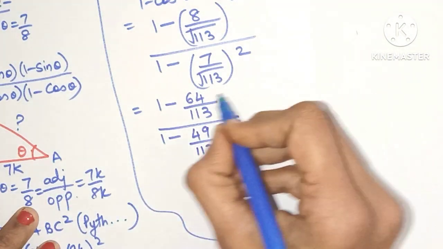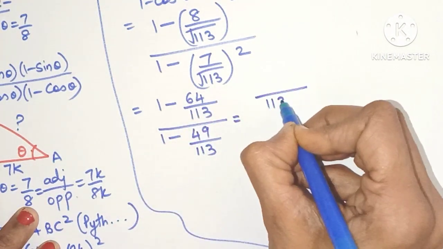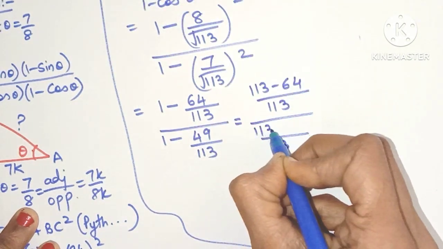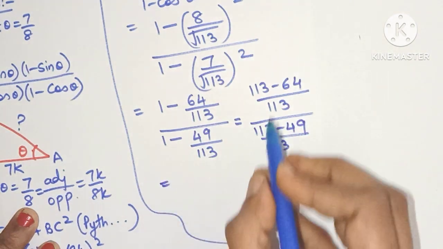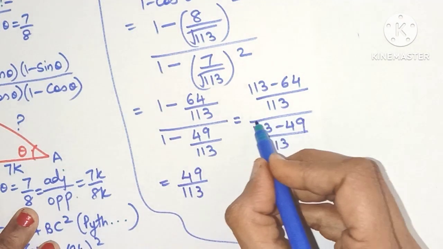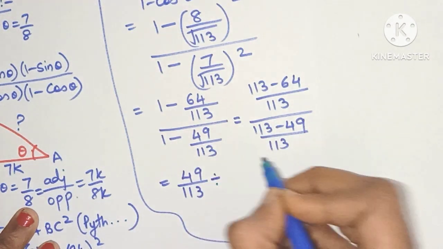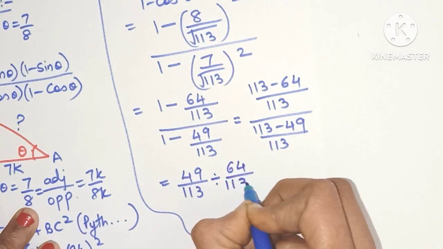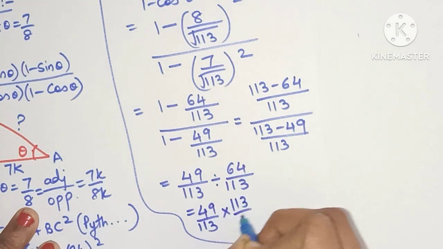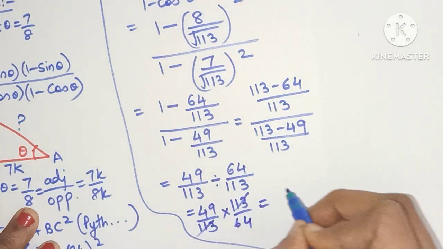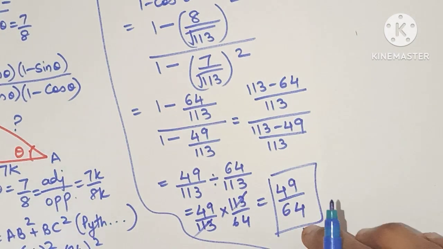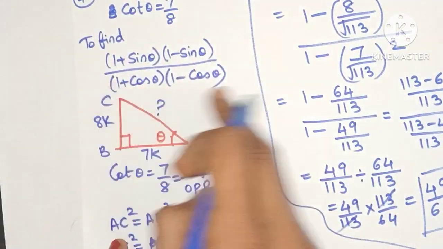So again same old taking the LCM. 113 is the LCM. Okay. Simple calculations, but you need to be careful again. Okay. So this is equal to, now 113 minus 64 is 49 by 113. Now instead of writing again numerator denominator, I'll just put the division sign here. Okay, so this is what I get. Now I take the reciprocal. So yes, 113 gets cancelled, friends. So we get 49 by 64. So 49 by 64 is the value of this entire expression.